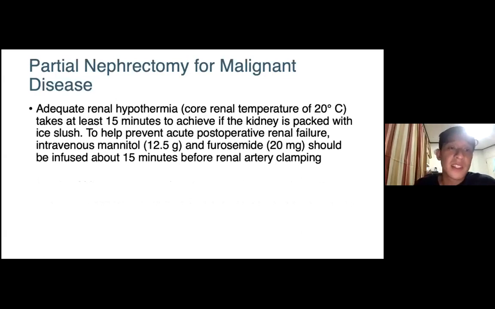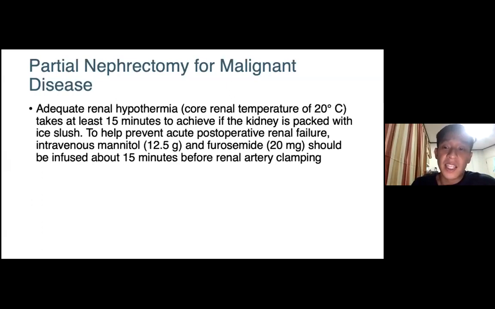So it is important to talk about renal hypothermia. The renal temperature should be 20 degrees Celsius. It takes at least 15 minutes to achieve this while the kidney is packed with ice slush. This prevents post-operative renal failure. You may give mannitol, 12.5 grams, and furosemide, 20 milligrams. This should be infused about 15 minutes before clamping of the artery.